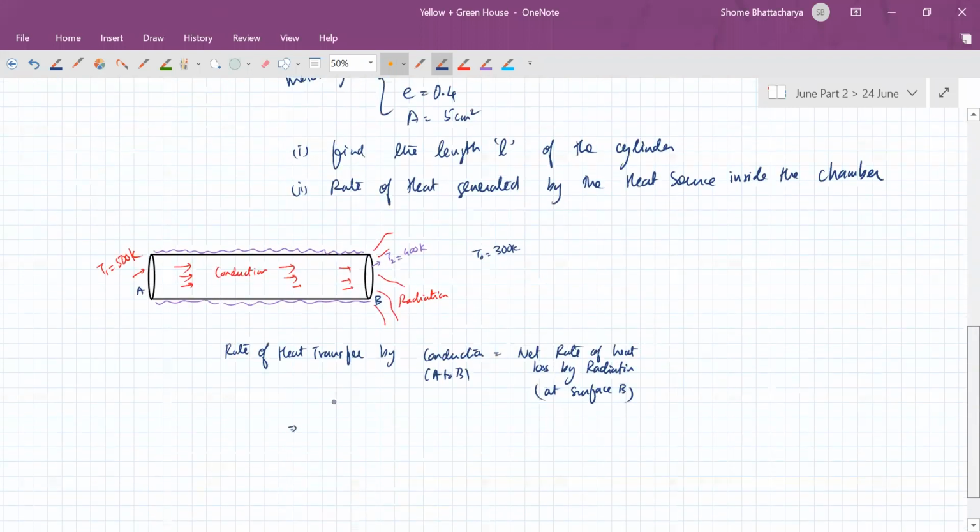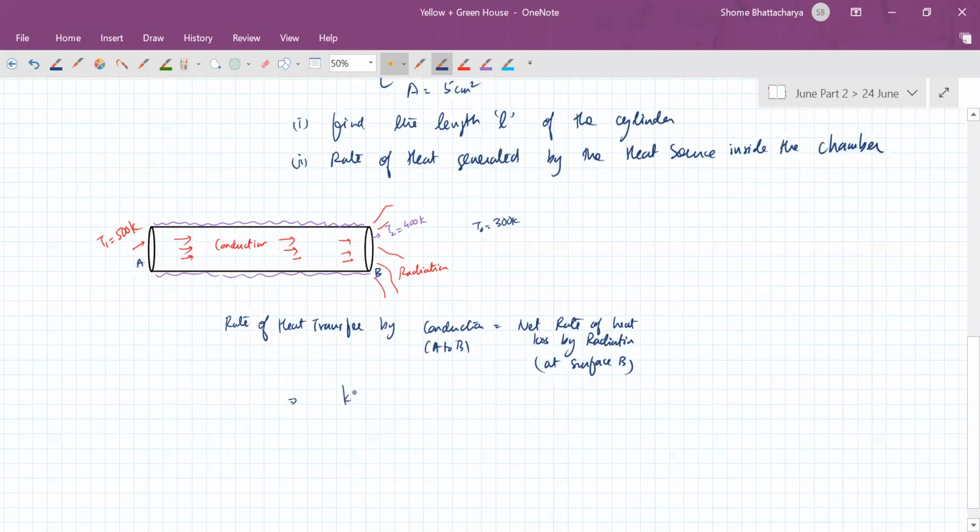Okay, so the rate of conduction, as you know, is this quantity. And the net rate of heat loss will become E sigma into the same surface area as the cross-sectional area here, into T2 to the power 4 minus T0 to the power 4. So in this equation, you will see ultimately L is the only unknown.